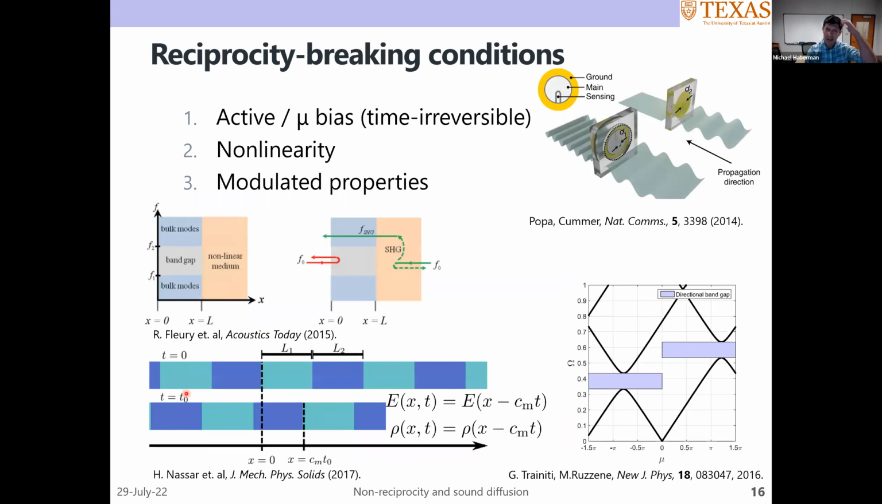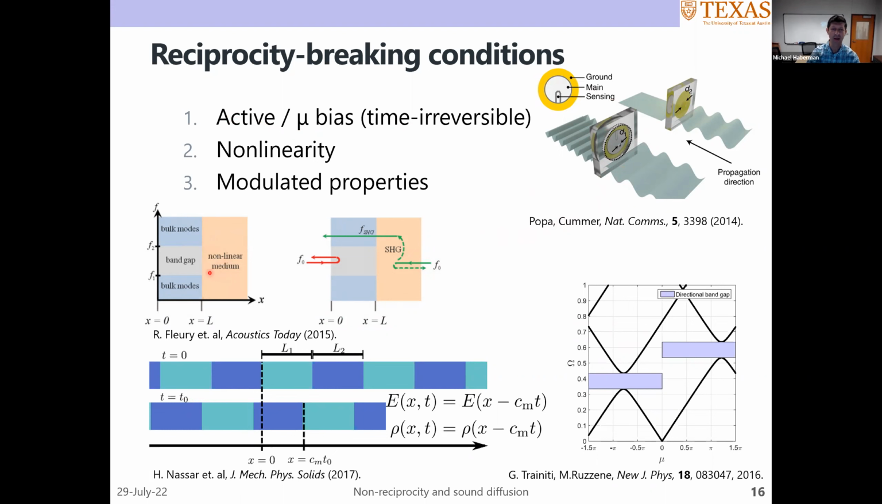Okay, so how do you break or violate the principle of reciprocity? There's a few ways to do it. There's active means, where we input a momentum bias, where it's time irreversible. This was like the case I showed with the cavity with flow inside, producing an asymmetric mode inside the cavity. Bogdan Popa and Steve Cummer showed that kind of work quite some time ago as well.